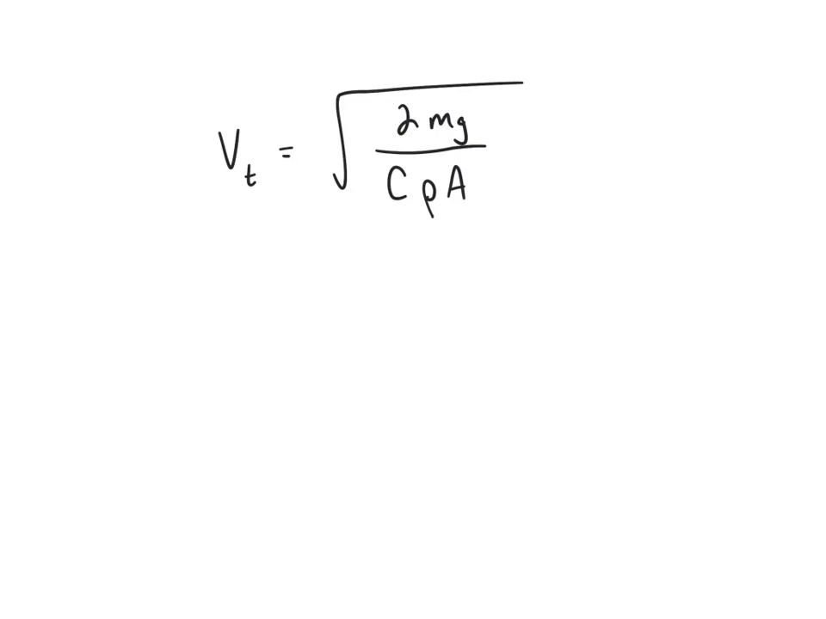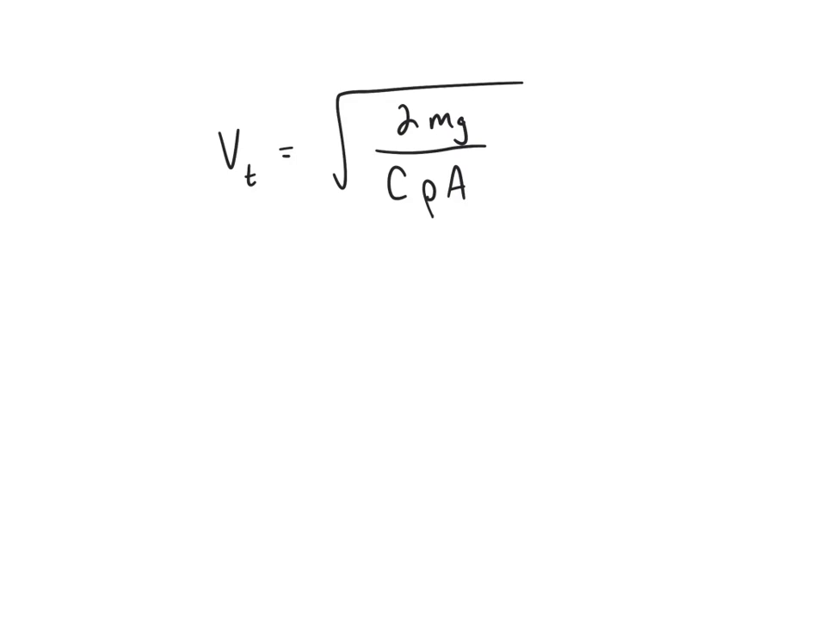So it becomes really just a plug and chug. What I'd like you guys to rather see is how these parameters affect things. So let's quickly look at that. So let's write down our terminal velocity formula. So it's 2mg over C rho A.